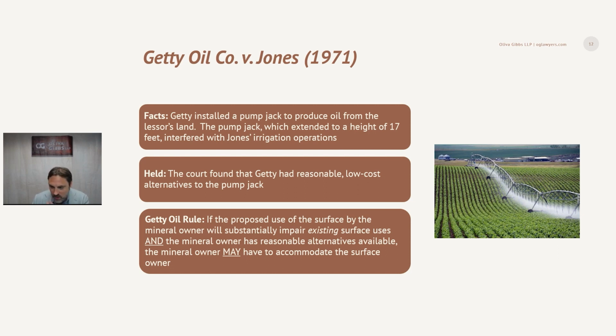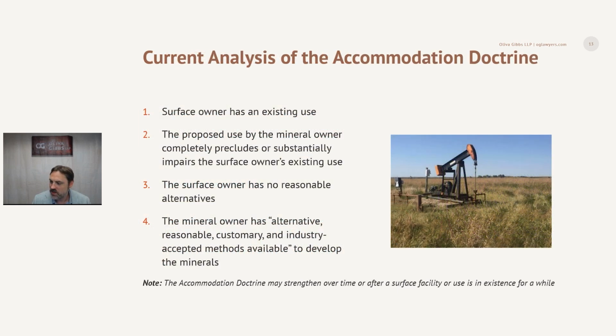So under the Getty Oil rule, if the proposed use of the surface by the mineral owner will substantially impair existing surface use, like an irrigation system, and the mineral owner or its lessee has reasonable alternatives available, like they said Getty did here in digging their hole, they may then have to accommodate the surface owner. It doesn't even mean they have to. It means you get to move on to really arguing the facts and figuring out how this is going to play out. So after many years, I'm not going to walk through all the various cases applying the accommodation doctrine.